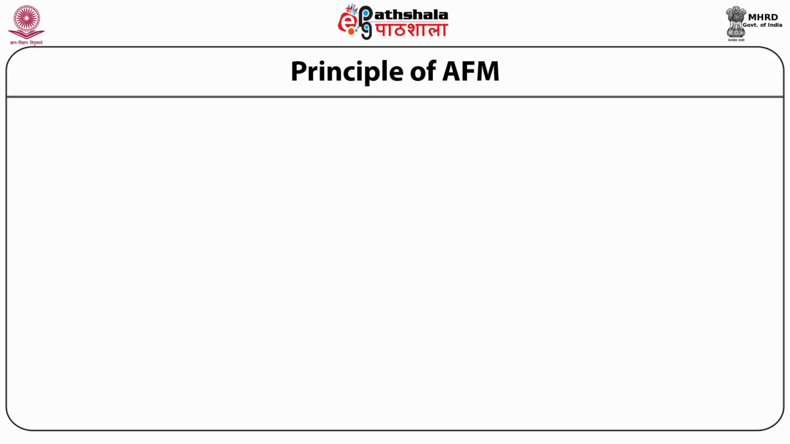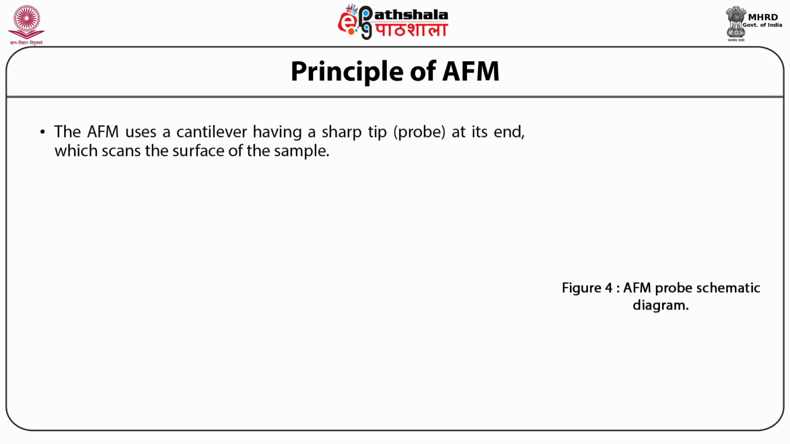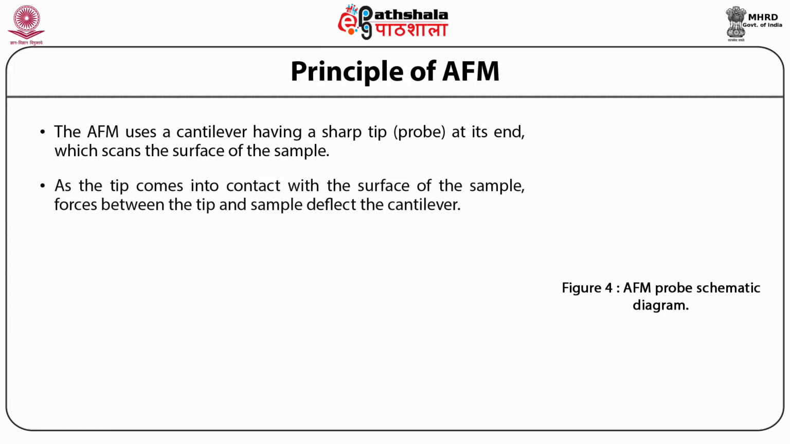Let us discuss the principle of atomic force microscopy. The atomic force microscope uses a cantilever which has a sharp tip or a probe at its edge. This probe scans the surface of the sample. As can be seen in the figure, as the tip comes into contact with the surface of the sample, the forces between the tip and the sample deflect the cantilever.